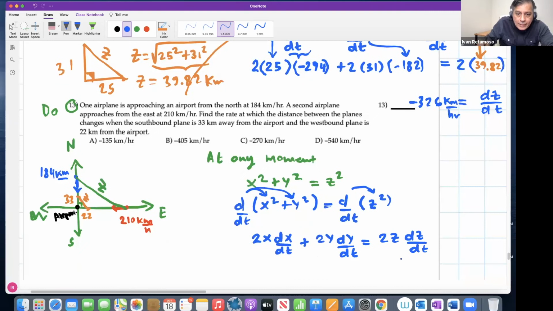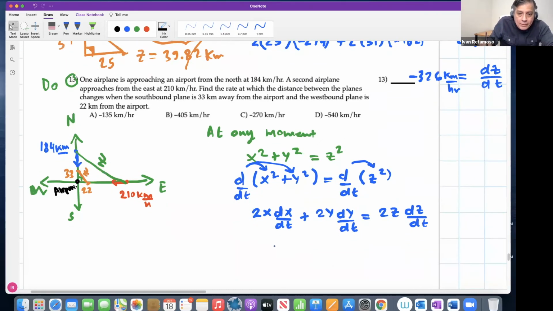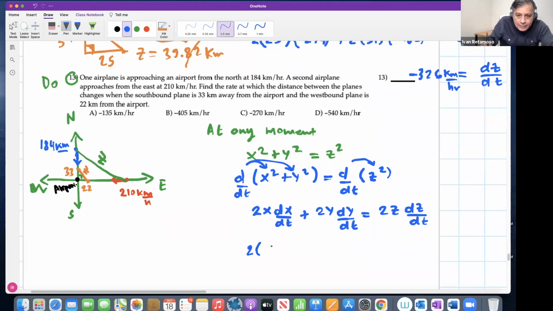Excellent. So now, let's replace what we have and let's find what we don't have. X at this moment is 22, right? Yeah. What is this guy? Anybody could tell me what is dx dt at that moment? Negative 210. Excellent, right? Look, this guy is changing at 210 kilometers per hour, but negative because it's decreasing over time. Very good, excellent.